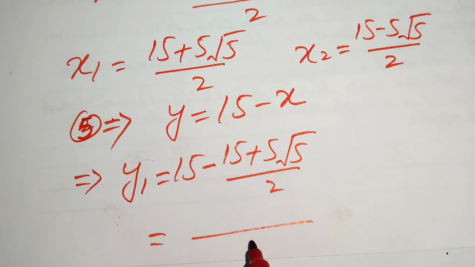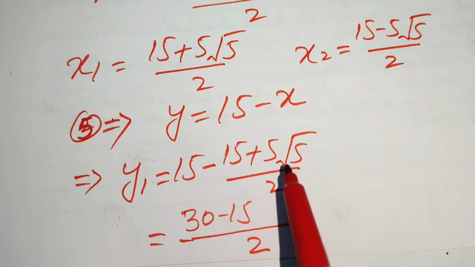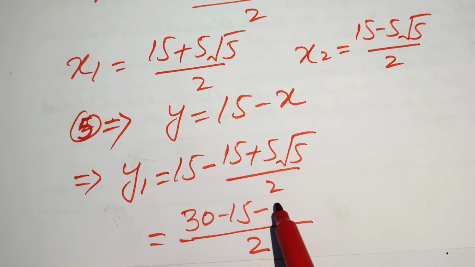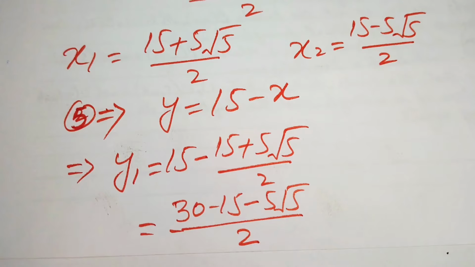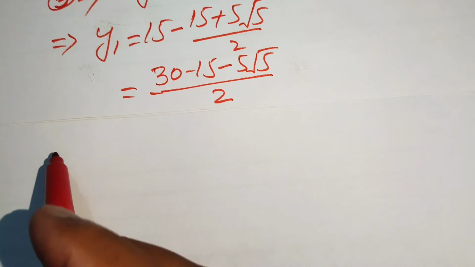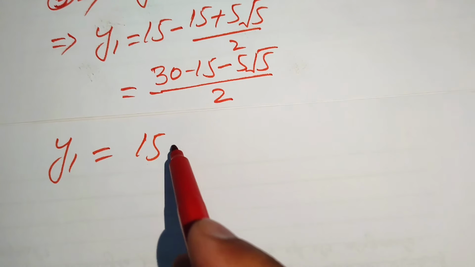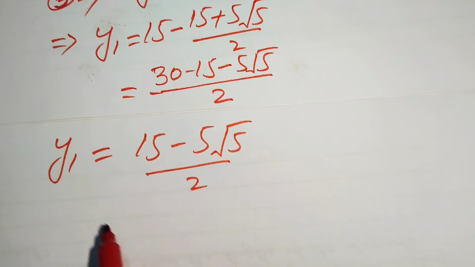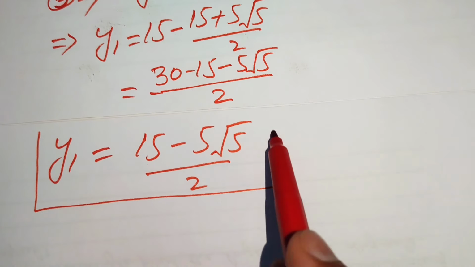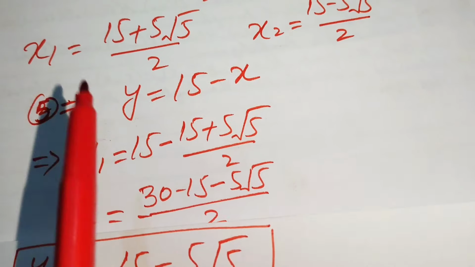So here we take the LCM of this term, and the LCM is 30 minus 15. We multiply this negative sign on both of these terms, so we get 30 minus 15 minus 5 times the square root of 5. Here we need some simplification, and we write it as y1 equals 30 minus 15, which is 15 minus 5 times the square root of 5, divided by 2. So this is the value of y1 corresponding to the value of x1.